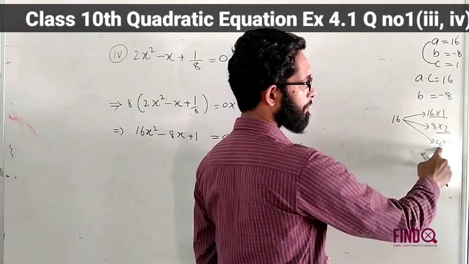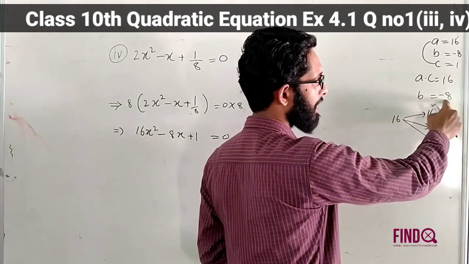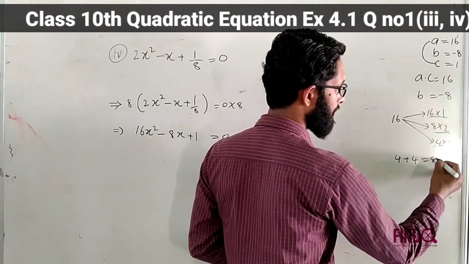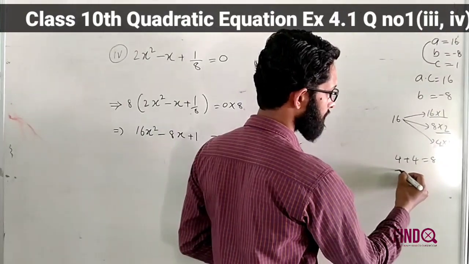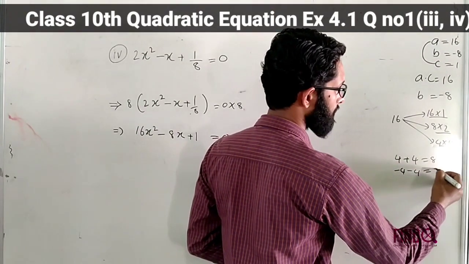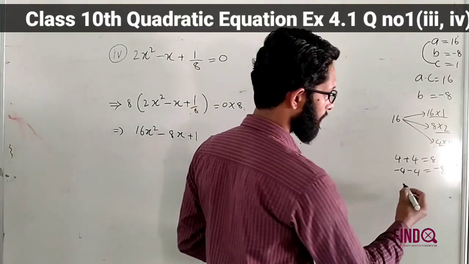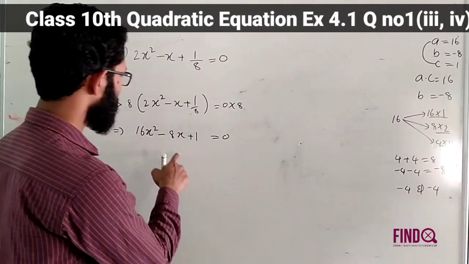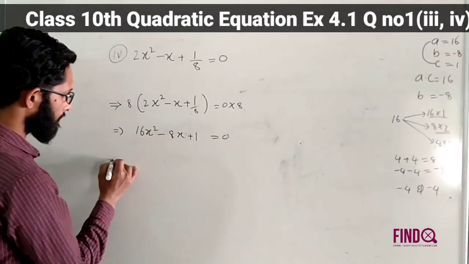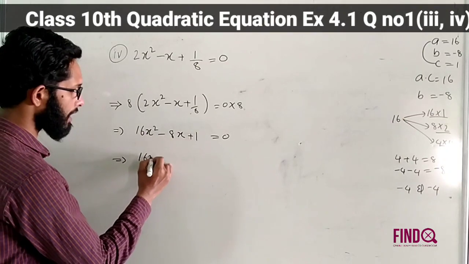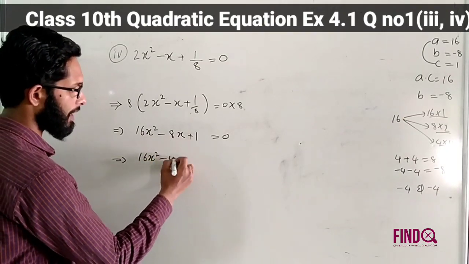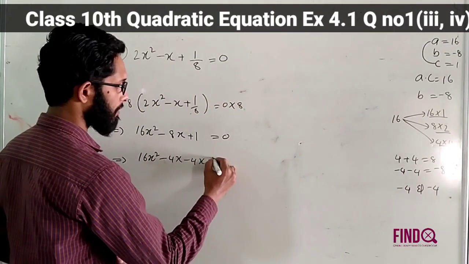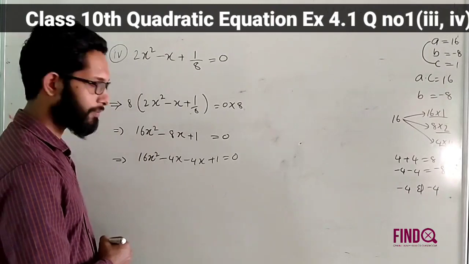Now here 4 plus 4 is 8. But here it is minus 8. Therefore we can choose minus 4 minus 4, which is equal to minus 8. Therefore the numbers we choose are minus 4 and minus 4. Using these numbers, split the middle term. So 16x square and minus 8x becomes minus 4x and minus 4x, plus 1, which is equal to 0.